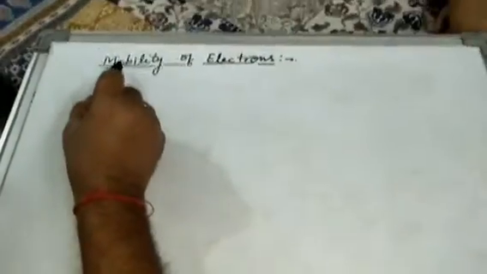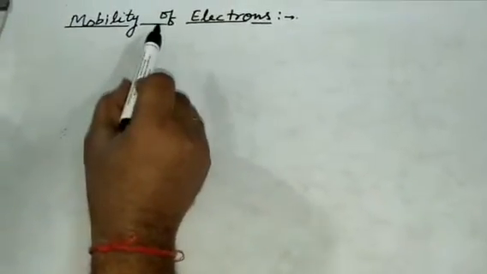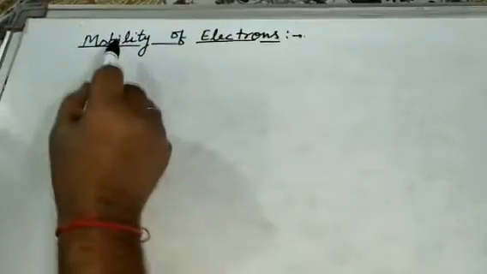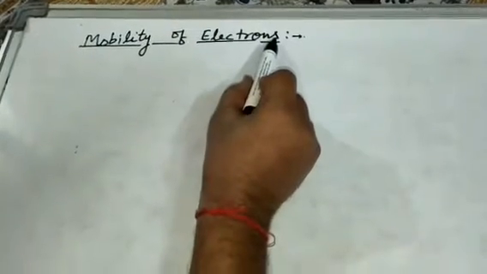In this video, I am going to discuss the mobility of the electrons, and the relation between the drift velocity of free electrons and electric current. So first, let's see what the mobility of the electrons is.